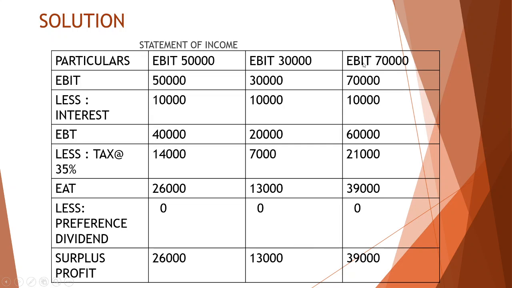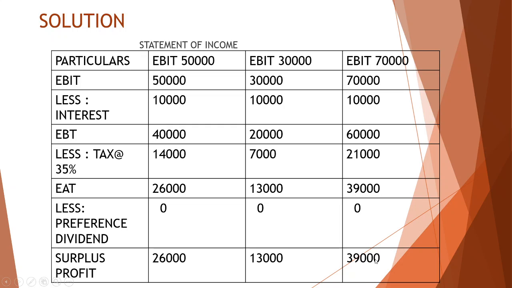shareholders. The third situation, EBIT is 70,000, interest 10,000 rupees, earnings before tax is 60,000, tax is 35%, which is 21,000. 60,000 minus 21,000, the earnings after tax is 39,000. The earnings after tax itself is the surplus profit, 39,000.